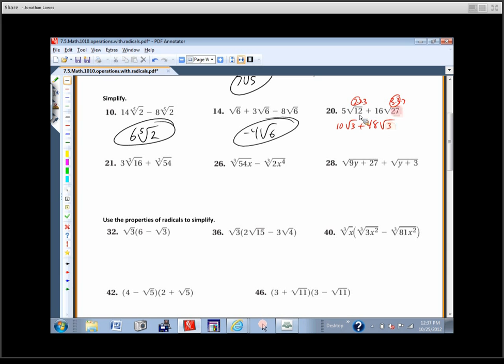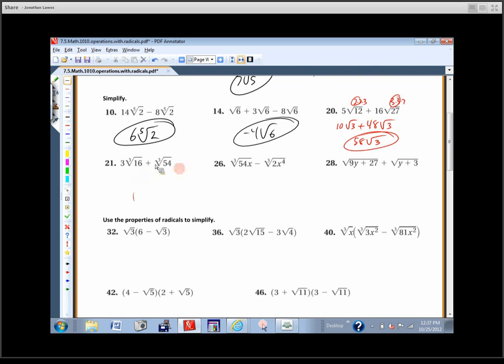So even though they didn't look like they could be simplified and combined, once I simplify each one of those expressions separately, now I've got same root and same radicand, so I can add those together. I get 58 radical 3. Okay, are there any questions?